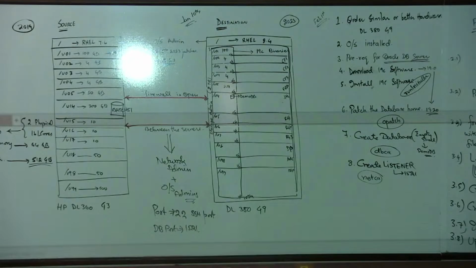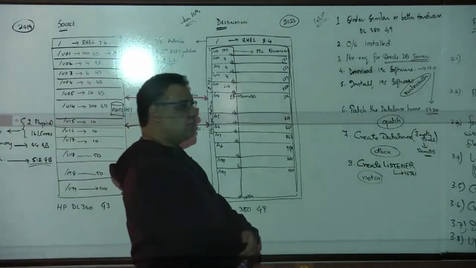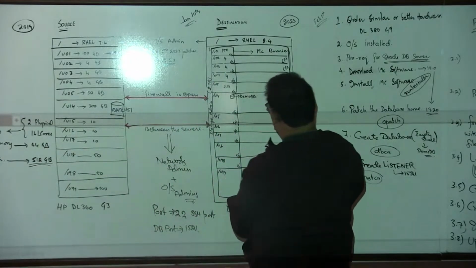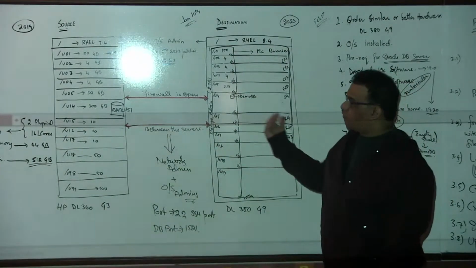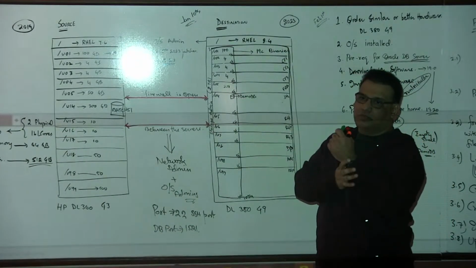Do we have to set any of the parameter files on the new server? No, not at this point. We just have to prepare it so that the migration can start from one server to another. If you don't have the disk layout and you just want to transfer the files, where are you going to do that?